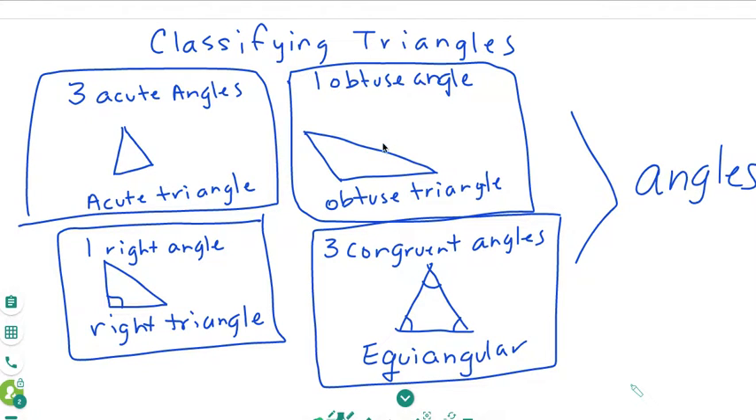An obtuse triangle has 1 angle that is larger than 90 degrees. A right triangle has 1 angle that is a 90-degree angle. An equiangular triangle has 3 congruent angles, which in this case would be 60, 60, and 60.